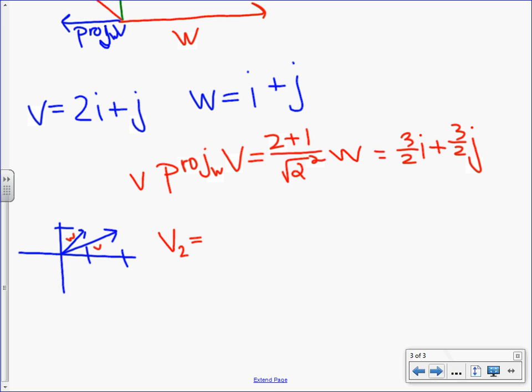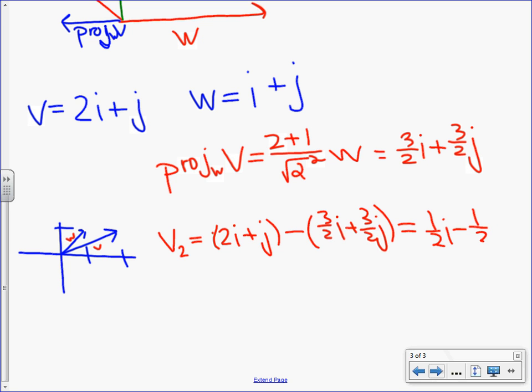Okay, so this is our v1. This is the projection that would be parallel. Now let's find that piece perpendicular. How do we find that? v minus the projection, right? So we need to take 2i plus j and subtract 3/2 i plus 3/2 j to get 1/2 i minus 1/2 j. Right?